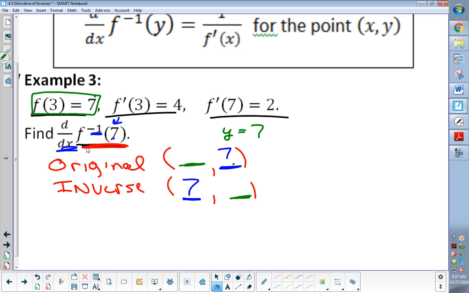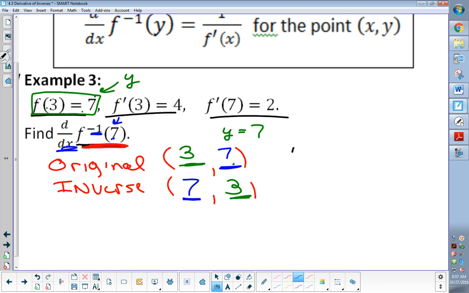This right here, this 7, f is 7. That's his y value. Oh, his y value is 7? Oh, that means his x value must be 3. This number is 3. If that number is 3, what does that mean about my inverse? It's 3. All right? So I'm going to write this out in words. So that way we can see it.